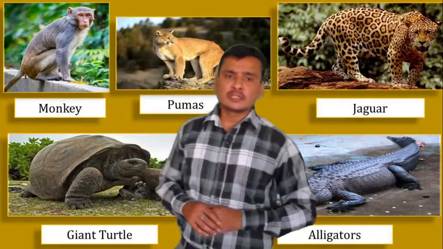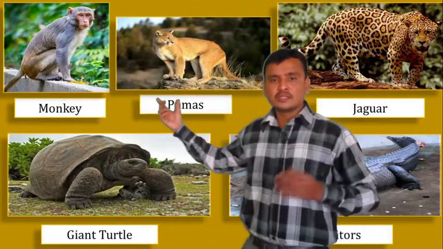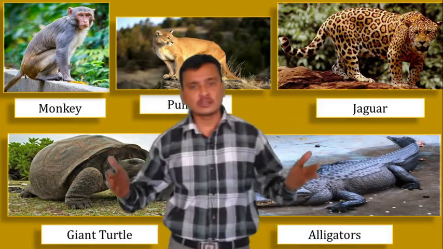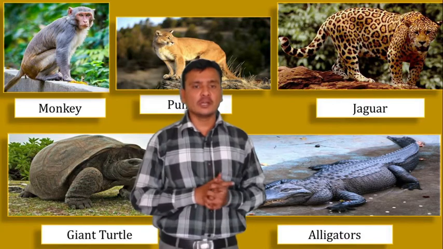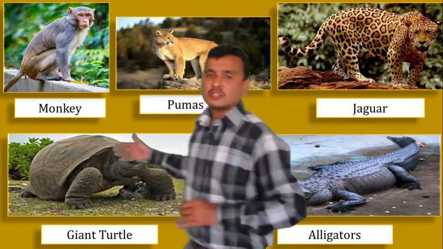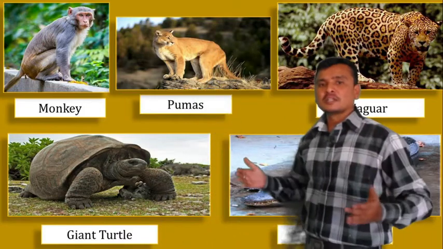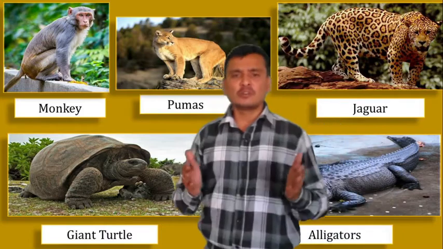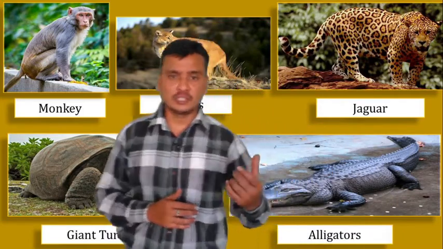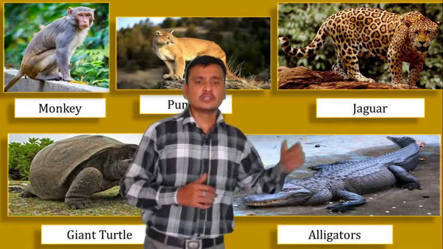Then other animals like monkeys and pumas. This is also an attraction. Then the jaguar. The jaguar is also an attraction of South America. Then the giant turtle. We can see the giant turtle we find here. A very huge turtle. In India, we find normal turtles, but this is an attraction. And alligators are also found there in large number in South America.